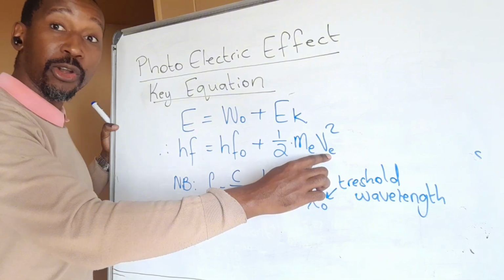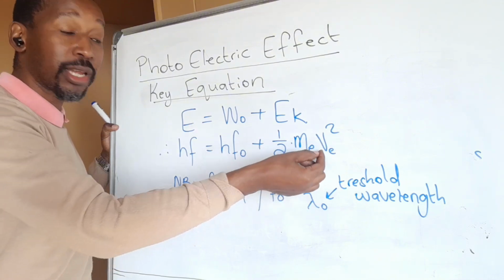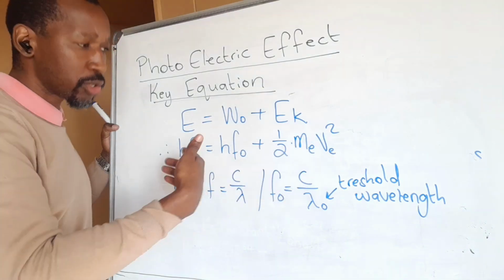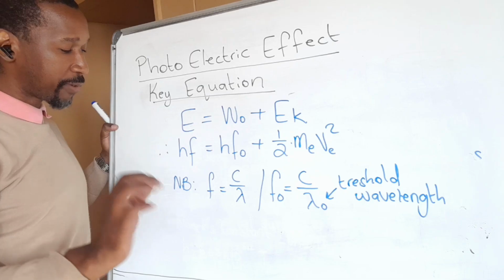Then this one would be the velocity of the electrons, because sometimes they ask you to calculate the exact velocity of electrons. So we can use this formula for that. Now, just the final conversion.